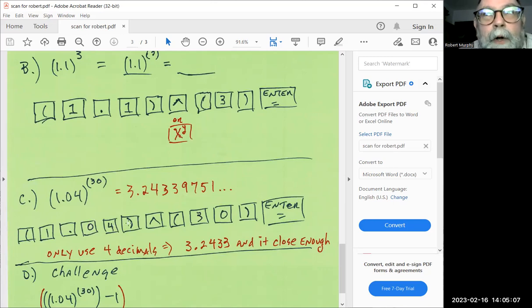So with our handy dandy calculator, you type this in correctly: parentheses, 1.04, close parentheses. So there's open parentheses, close parentheses. Exponent, parentheses, 3, 0, close parentheses, hit enter. Okay. And I wrote everything that showed up in the display.